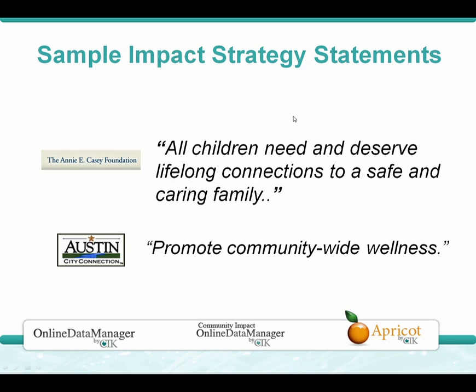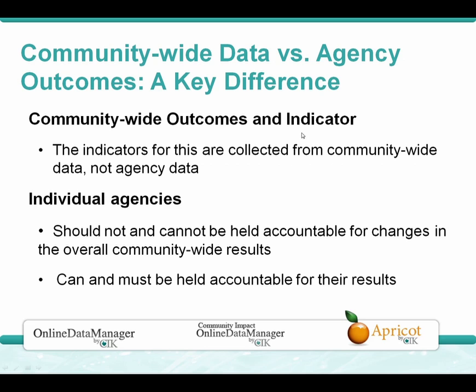So again, here are some samples. The Annie Casey Foundation: all children need and deserve lifelong connections to a safe and caring family. In Austin here, our community: promote community-wide wellness. But there's been some confusion because community-wide outcomes and the associated indicators are collected from community-wide data, not agency data. What I see again with some funders is trying to roll up individual client data or outcome data from individual grantees up into community-wide indicator data, and you really can't do that.